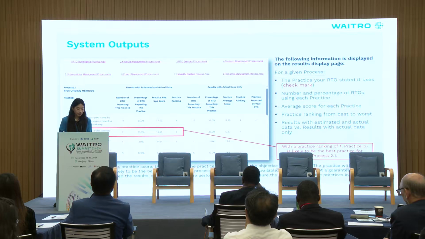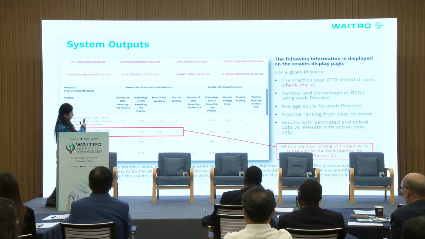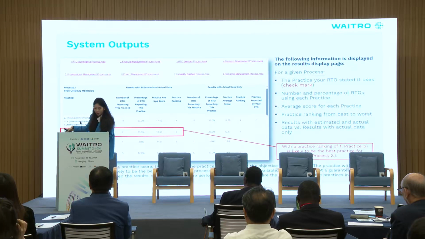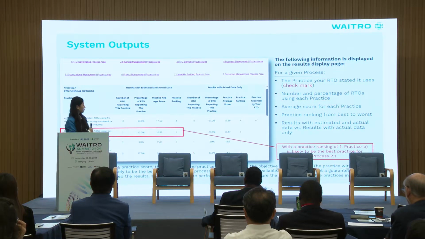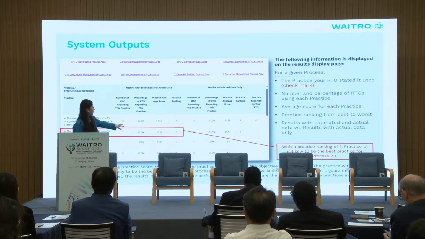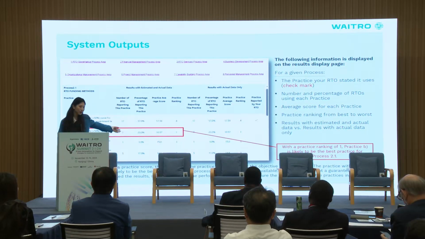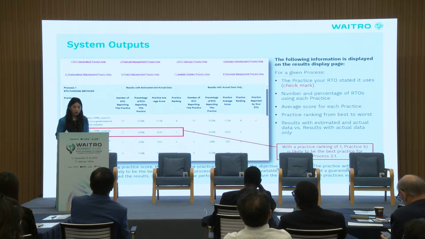And to help RTOs interpret the results, we provide a clear explanation on our website. Practices are listed on the left side, while the rightmost column shows the practice used by the RTOs. For example, for this process, we can see the red one, practice B, is likely to be the best practice for this process because its practice ranking is number 1. Participants can also see the percentage and ranking of their practice across all RTOs, offering a comparative view to guide improvements.